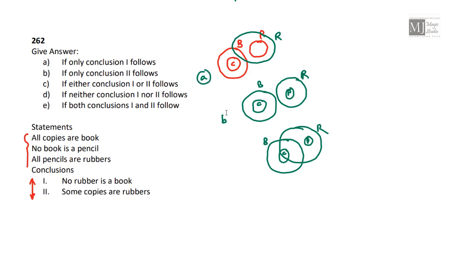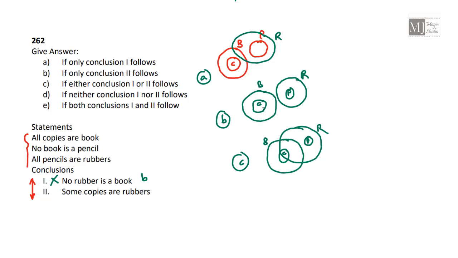If we can have more than one Venn diagram, a conclusion is said to follow when the conclusion is true in all the 3 Venn diagrams. No rubber is a book. Here rubber is a book. In this diagram no rubber is a book. And in another diagram book is rubber. This particular conclusion is not confirmed in all the 3 Venn diagrams which are possible. That means conclusion 1 does not follow with confirmation.